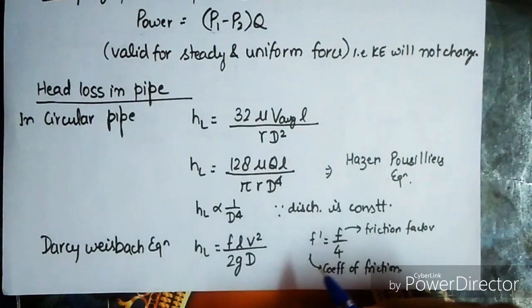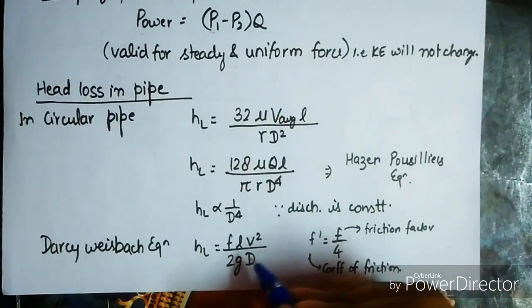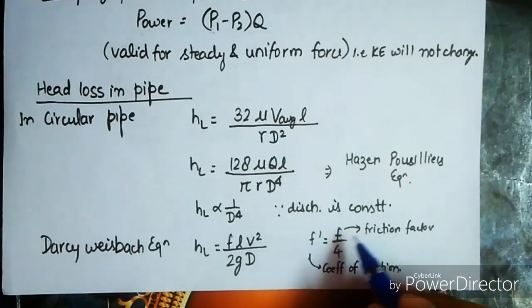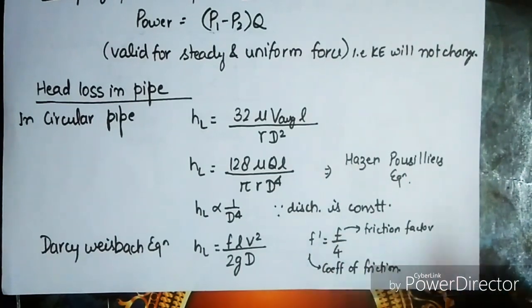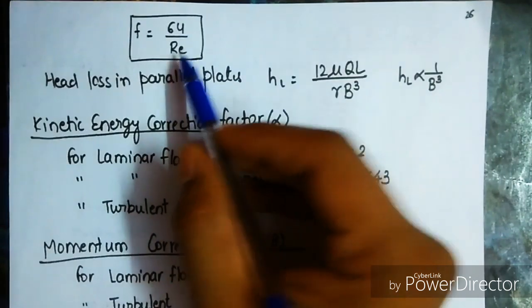Head loss is like this, and here we have the friction factor f. Now if the coefficient of friction has to be determined from the friction factor, then the coefficient of friction is f upon 4. The value of f is 64 upon Re, where Re is the Reynolds number.